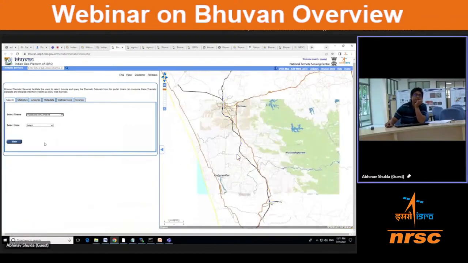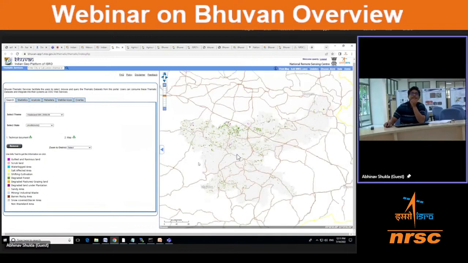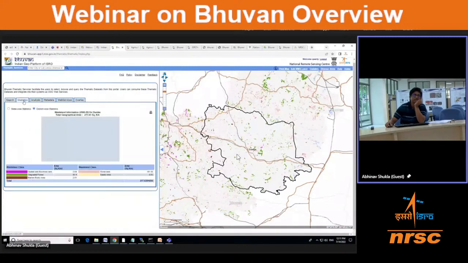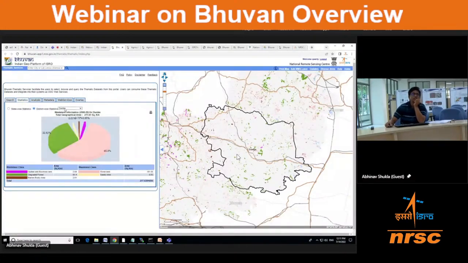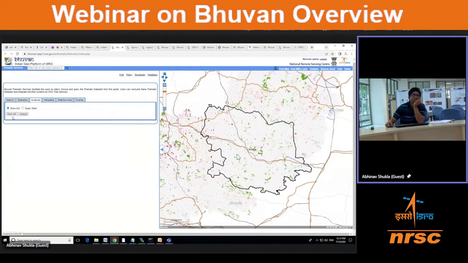So the wasteland, I'll select. This is the wasteland info data for Jharkhand. We can zoom to a district level. There, all the legends are coming on the left side. Here also we can get the statistics. Zoom to the district, so district-wise statistics is showing. We can toggle to get the state-wise statistics also.